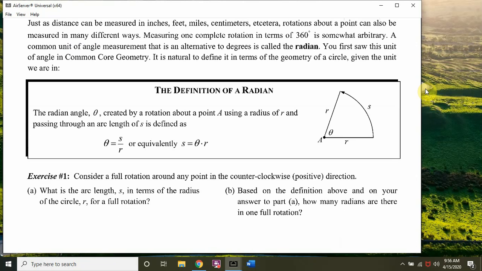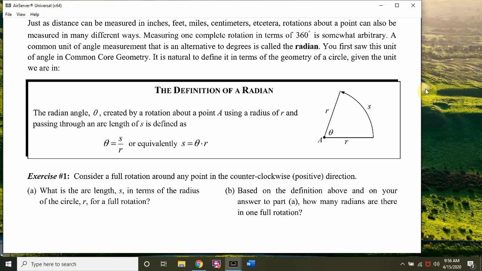The definition of a radian. The radian angle theta, created by a rotation about a point A using a radius of r and passing through an arc length of s, is defined as theta equals s over r. Okay, so what are they talking about here? Well, let's take a look.